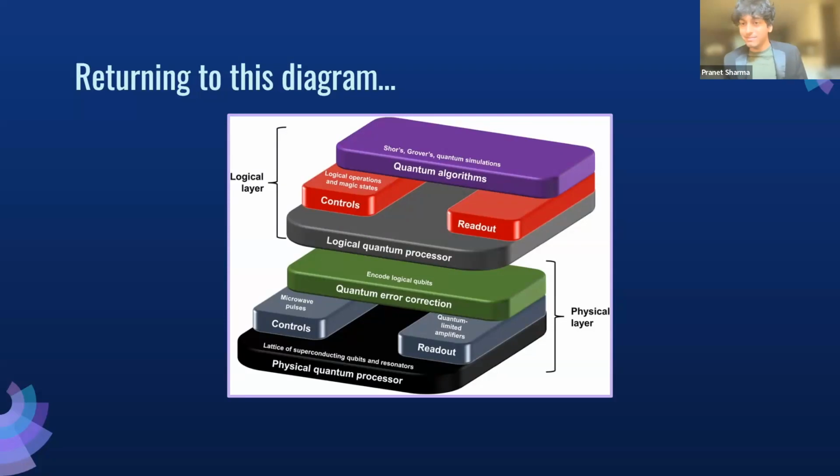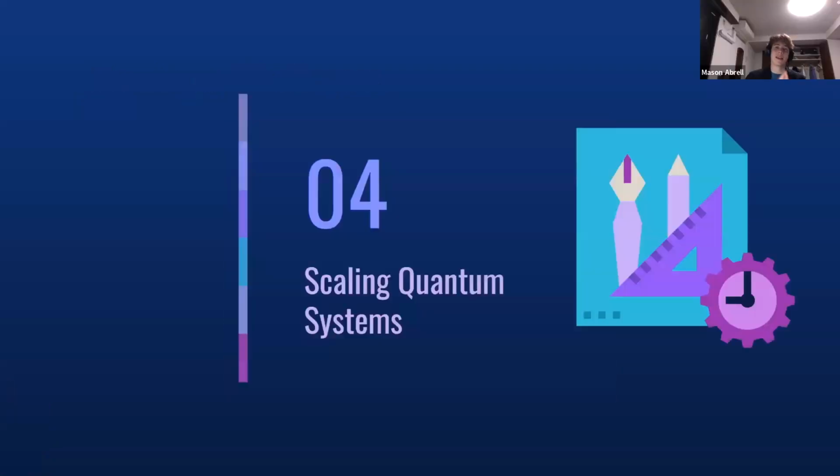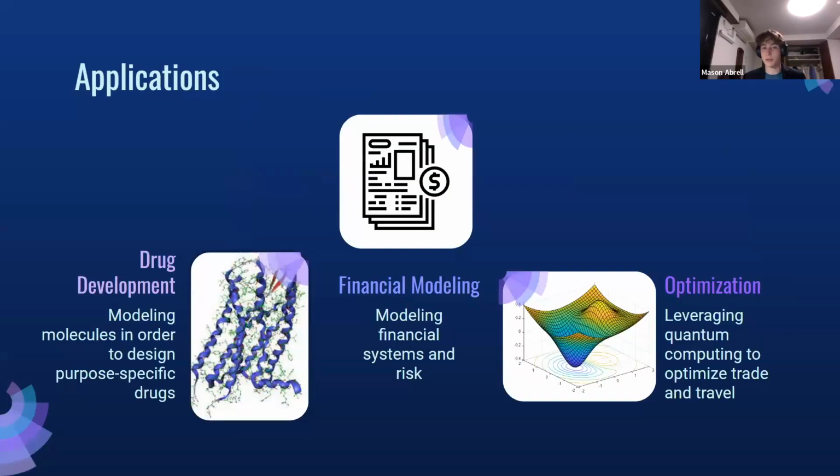Over to you, Mason. So finally, we have this really cool system. We have these problems that we're working on, and hopefully we'll have some solutions to them coming soon. But with these problems, we need to solve them in order to scale these quantum systems, because a lot of the applications of these quantum computers are only useful at scale. For example, some of the applications, as I'm sure most of you already know, are drug development, where you model molecules in order to design purpose-specific drugs, or work with genomics, or financial modeling.